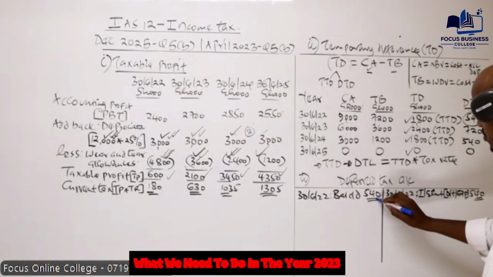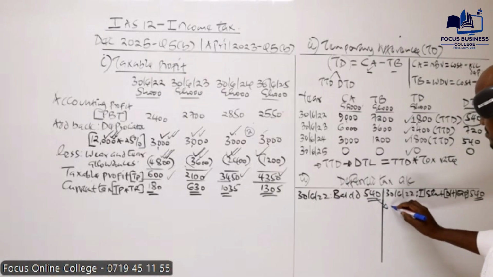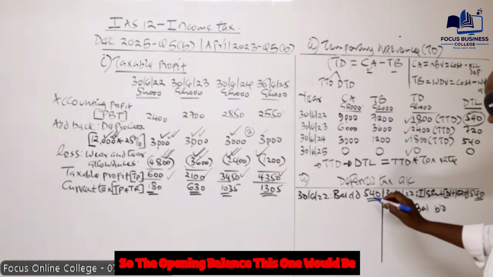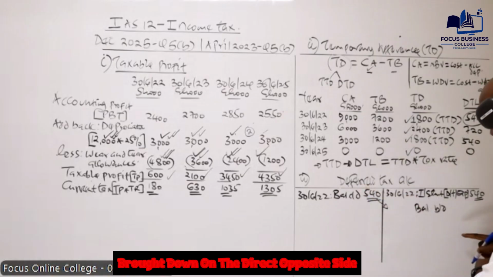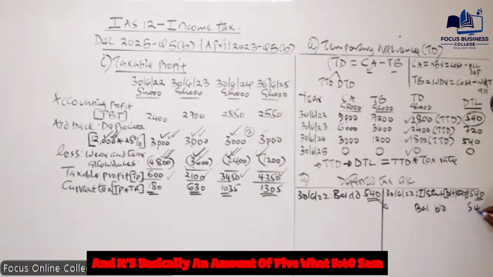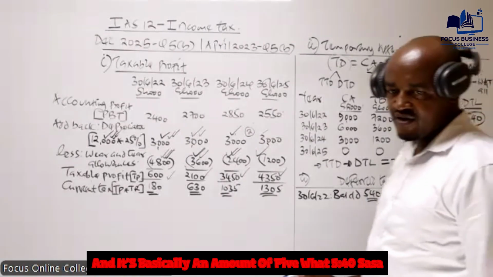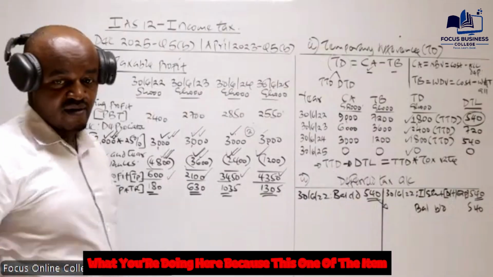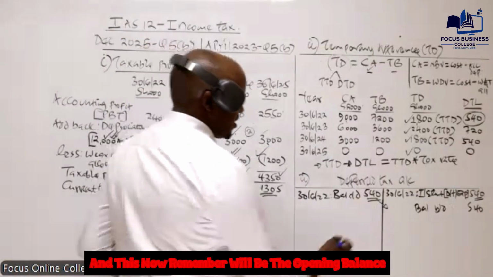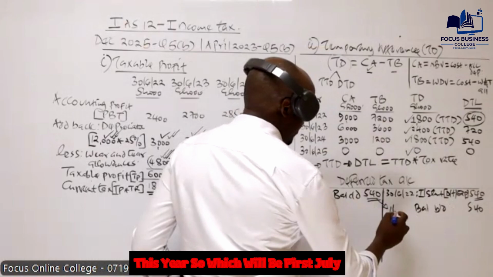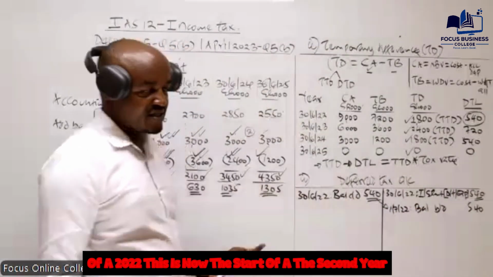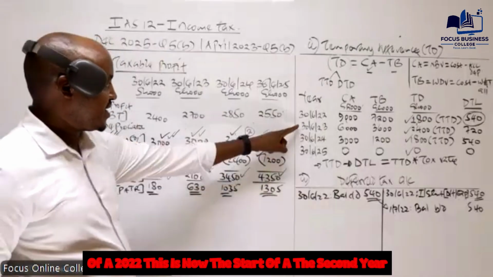So what we need to do in the year 2023, first of all, is to bring down the opening balance. The opening balance will be brought down on the direct opposite side, and it is an amount of 540. You need to understand what you're doing here, because this is one of the items the majority of students don't understand. This will be the opening balance this year, which is 1st July of 2022. This is now the start of the second year.